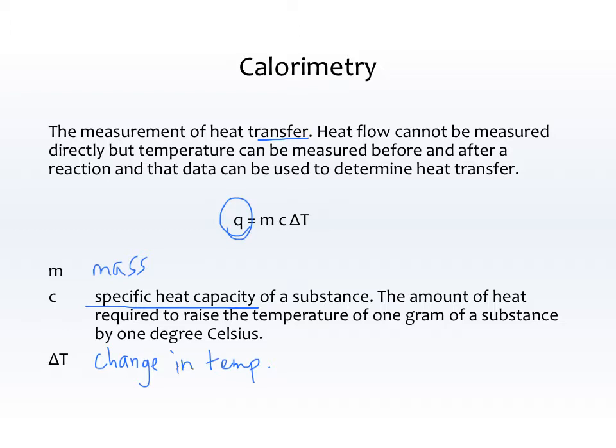You may also see the formula Q is equal to mHF, where HF is the heat of fusion, how much energy it takes to melt or freeze something. And you may also see it written as Q is equal to M times HV. HV is the heat of vaporization, how much energy it takes to boil or vaporize. So MC delta T is heat/cool. MHF is melt/freeze. And then MHV is boil/condense.